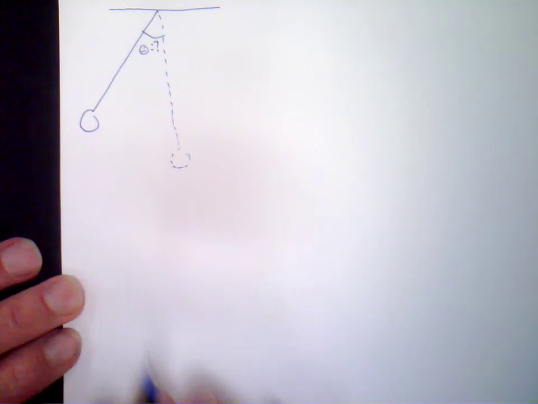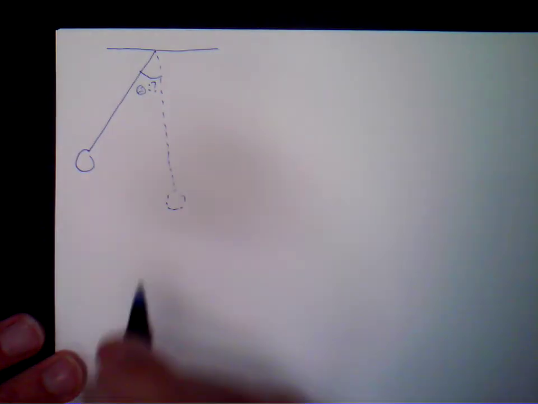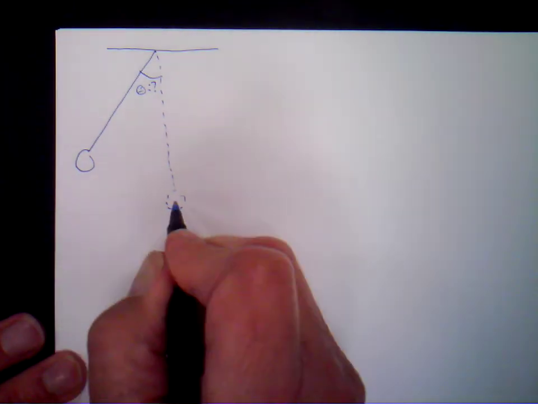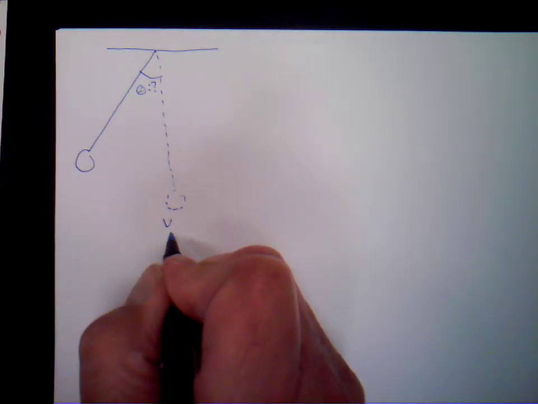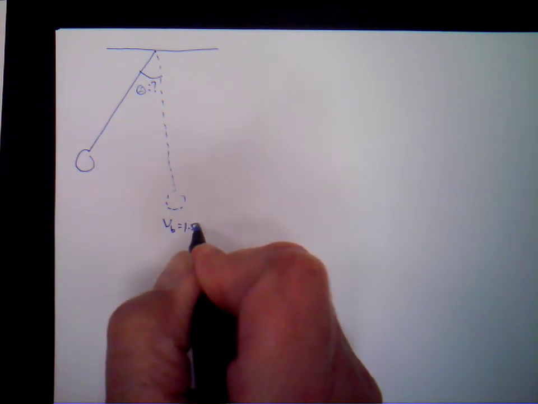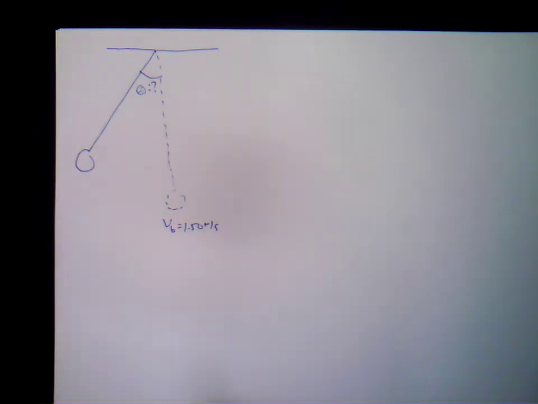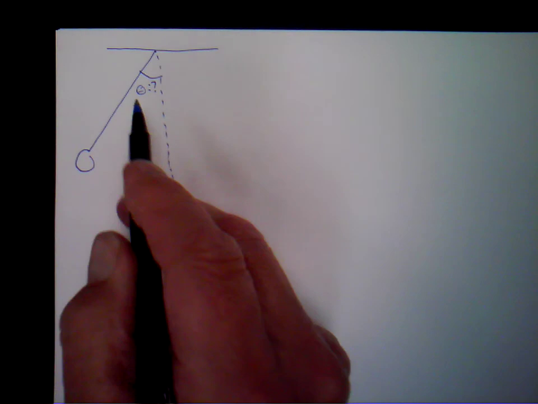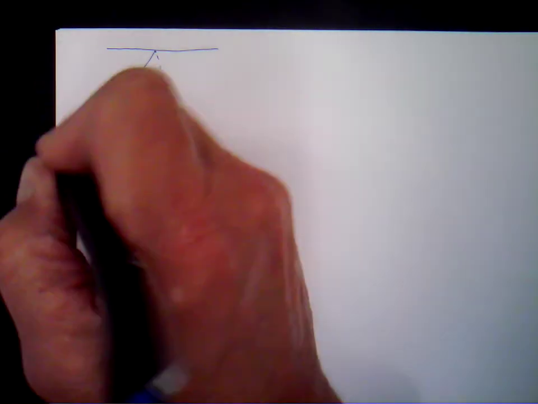We want to know this angle of that pendulum. There we go. So we measure the velocity this pendulum has at the bottom of the path. The velocity at the bottom is going to be 1.50 meters per second. And we want to know what this angle is. The length of the pendulum, from the center of the pendulum to the pivot point, is going to be 1.25 meters.